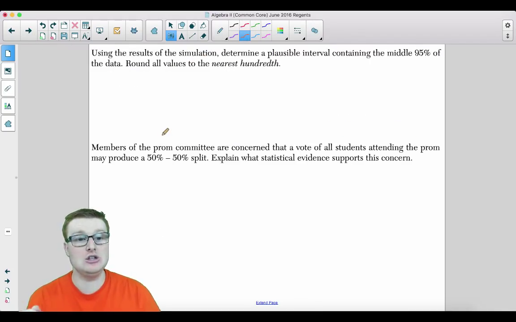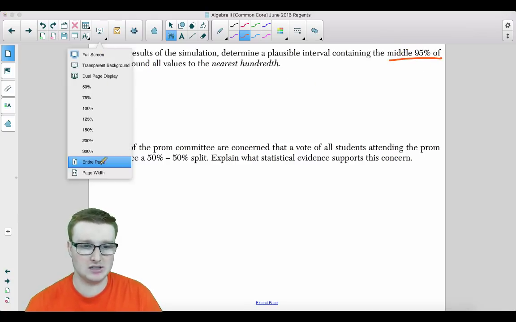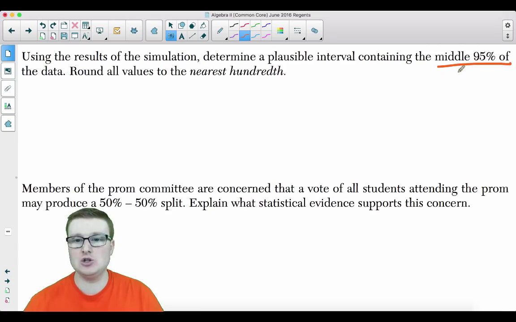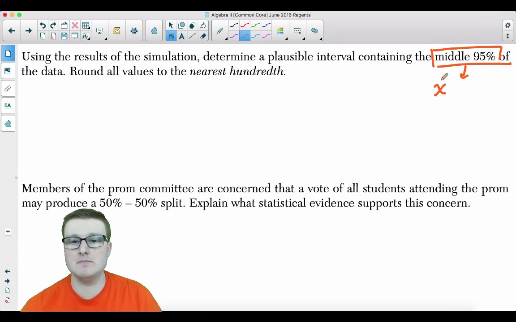So it says here, using the results of the computer simulation, determine a plausible interval containing the middle 95% of the data, rounding all values to the nearest hundredth. Ladies and gentlemen, you need to know that the middle 95% of data is your mean plus or minus 2 standard deviations.